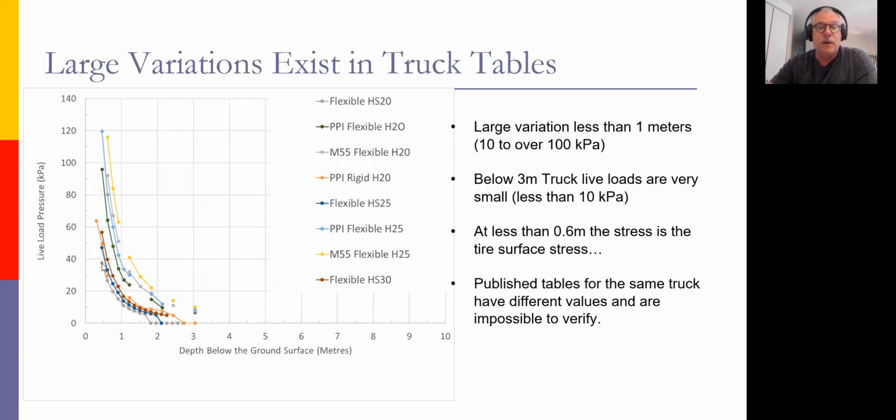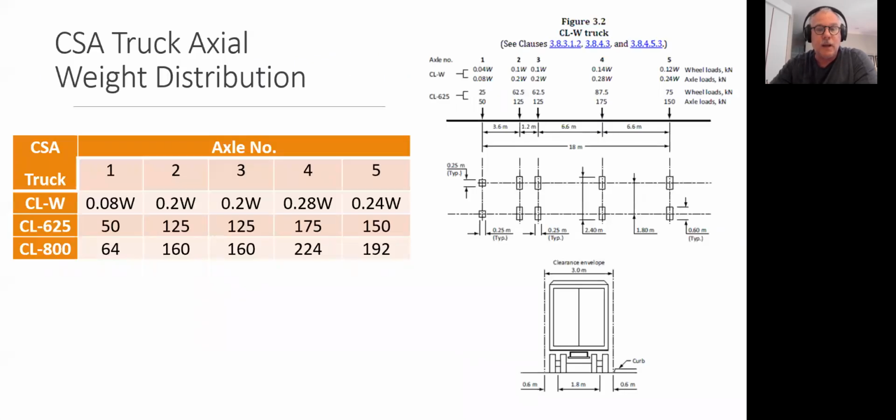So if this was an HS20 truck here on the bottom, and these are the other HS20, I'm going from 40 to 60 kPa. That 20 kPa will make a huge difference in my liner thickness, which I'll show you in a little bit. We can also follow design methodology to be able to do that.